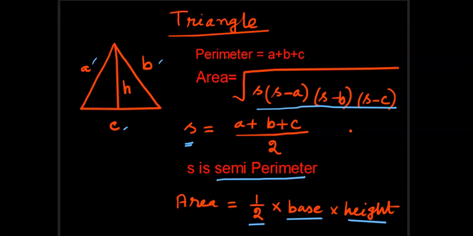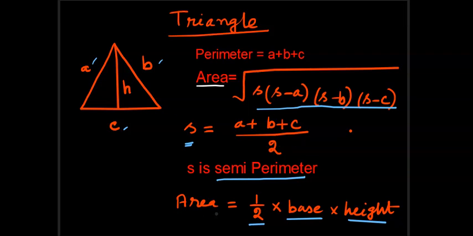Now let's discuss the formula for triangle. So a triangle's perimeter is the sum of the external boundaries, that is A plus B plus C. And the formula of area is root over of S into S minus A into S minus B into S minus C. What is S? S is the semi-perimeter, that is A plus B plus C by 2, that is perimeter by 2.